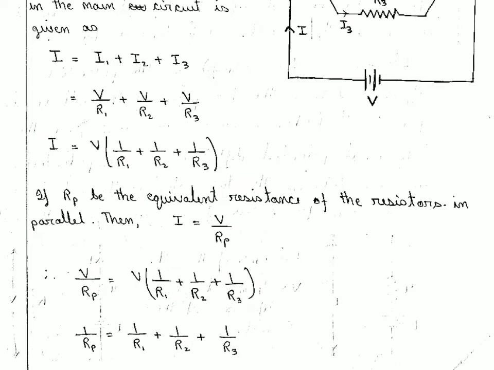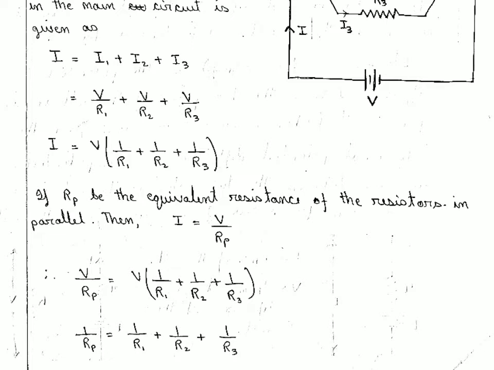So here is denoted by Rp, and the current flowing through this resistance will be given by V by Rp. Rp is the equivalent resistance. So we're putting this in the above equation. What we have is V by Rp equal to V times (1 by R1 plus 1 by R2 plus 1 by R3). Then cancel V. Then we have 1 by Rp equal to 1 by R1 plus 1 by R2 plus 1 by R3.